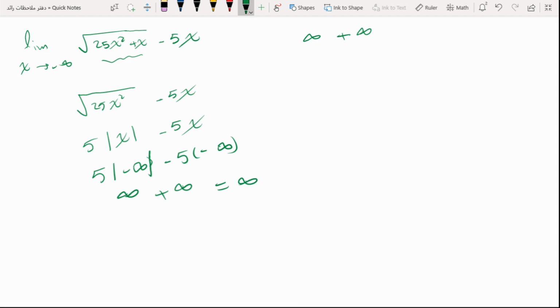It has to be indeterminate form. This is not indeterminate form. Before, it was indeterminate form, which is infinity minus infinity.